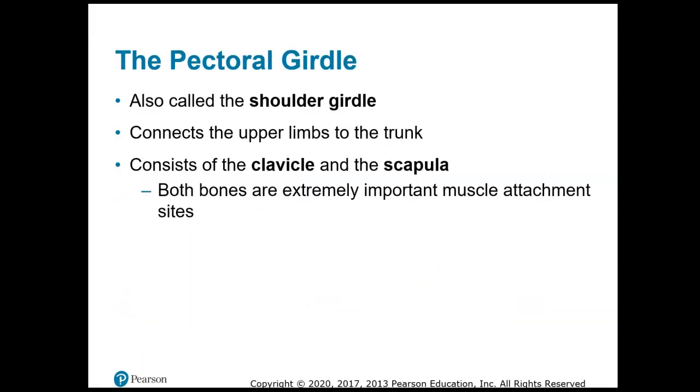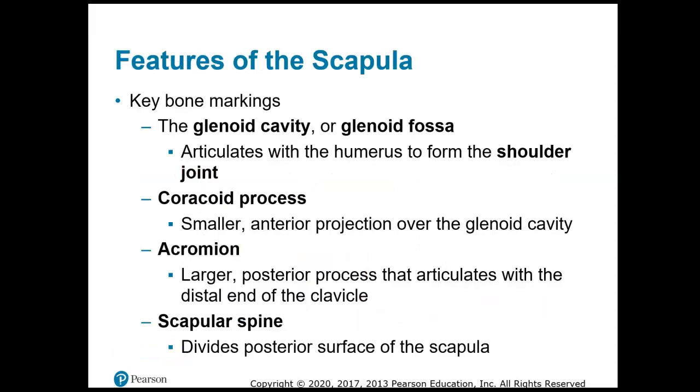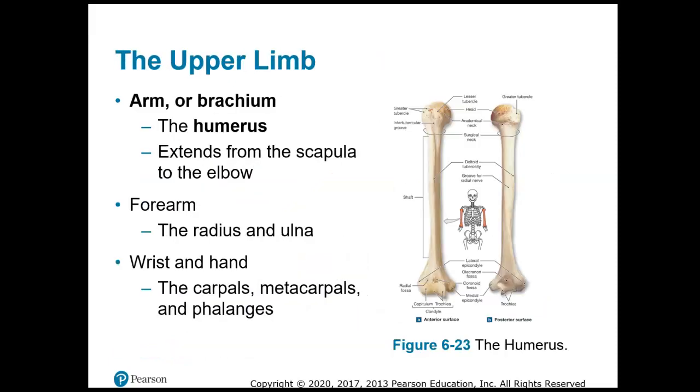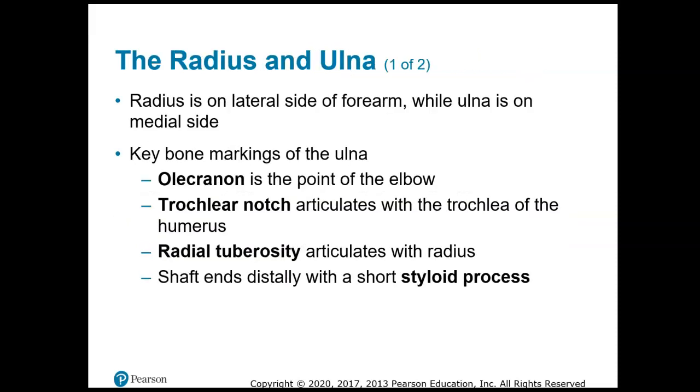And the pectoral girdle, also called the shoulder girdle, consists of the clavicle and the scapula, which is the collarbone and the shoulder blade. This is what those bones look like. This is the humerus, which is found in the arm or the brachial region. The elbow is formed by the bone marking called the olecranon.